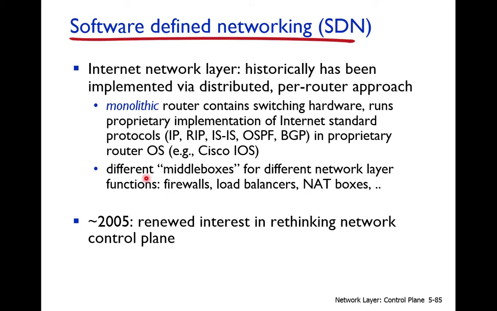So there are different middle boxes for different network layer functions. For example, if you want to use a firewall, they have a different implementation, and likewise for load balancing, NAT, etc. So all these things are implemented in the network layer, in hardware, and by Cisco. So it is a closed architecture, because only Cisco knows its implementation. Other people don't know the implementation. And IP is implemented by Cisco by following the RFC of IP, but how IP is implemented, it doesn't show.